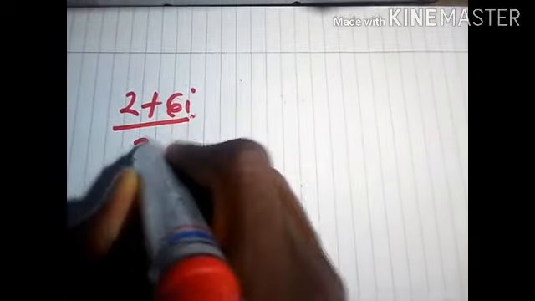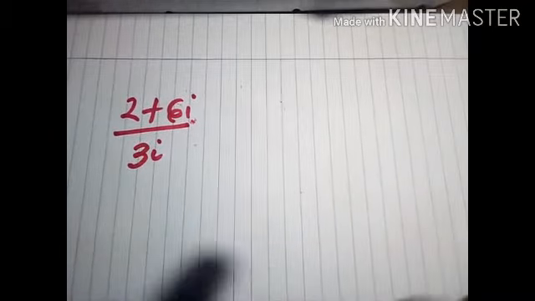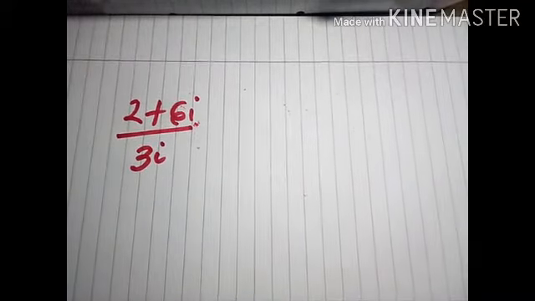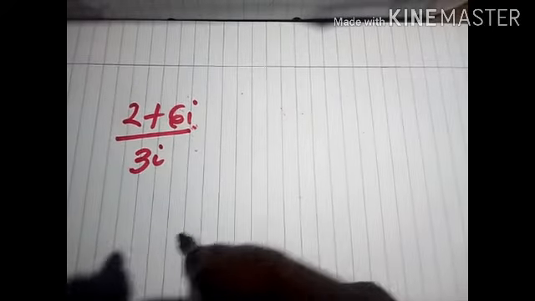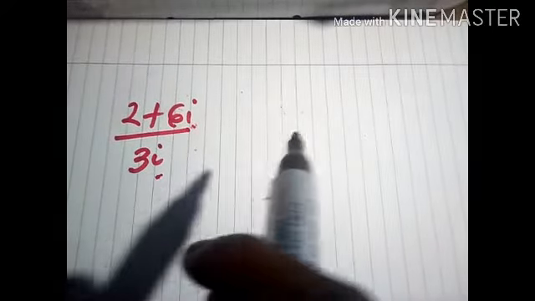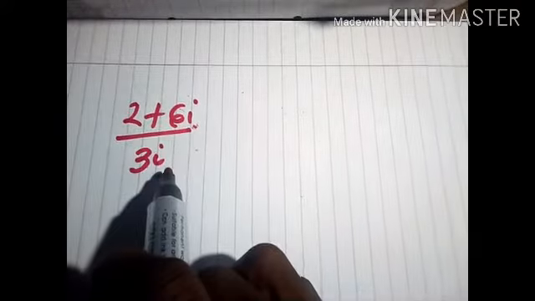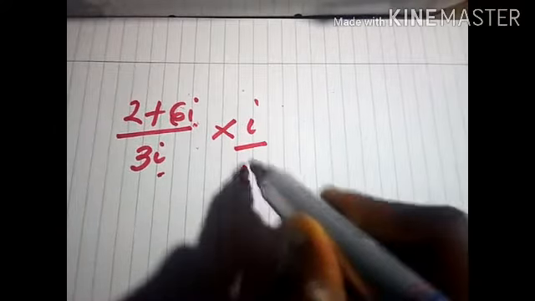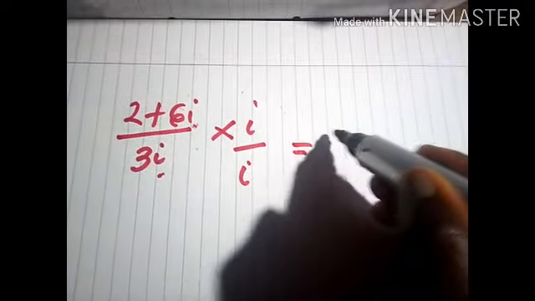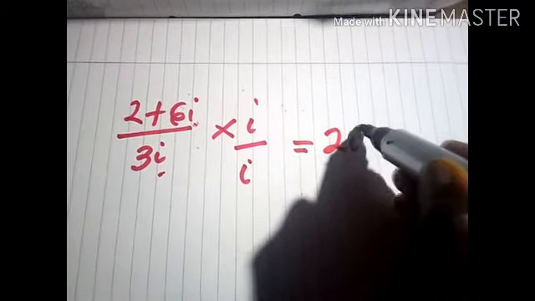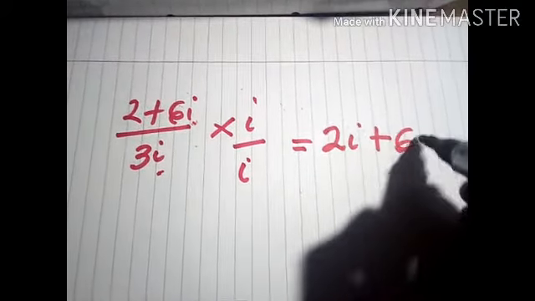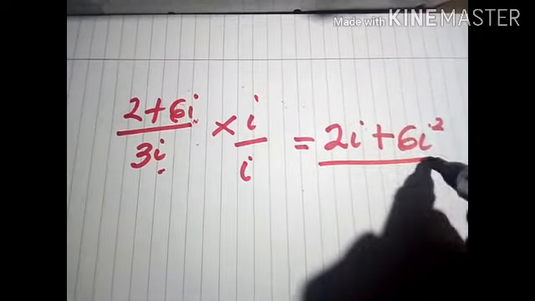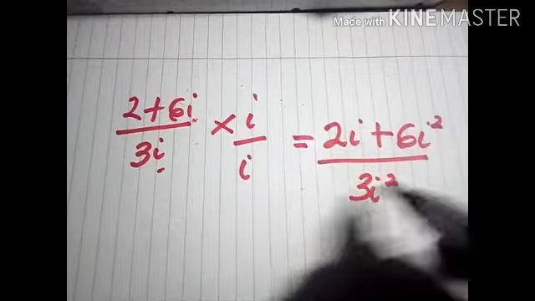So how can you convert 2 plus 6i divided by 3i into its standard form? So first, we need to get rid of the imaginary number at the bottom. So let's multiply the top and the bottom by i. So numerator by i and denominator by i too. So that will give us 2i plus 6i squared divided by 3i squared.